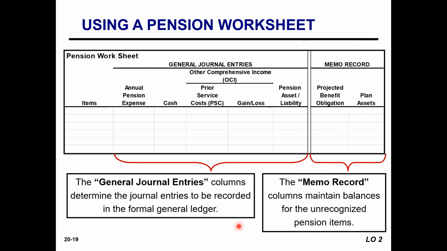So here we have a worksheet. So the worksheet is pretty much made up of the items. You have items, annual pension expense, cash, your other comprehensive income section, which includes prior service costs, gains or losses, pension assets or liability. And then you have a memo record, which gives you the projected benefit obligation and the plan assets. And so the journal entries column determine the journal entries to be recorded in the formal general ledger. And the memo record column maintains balances for the unrecognized pension items.